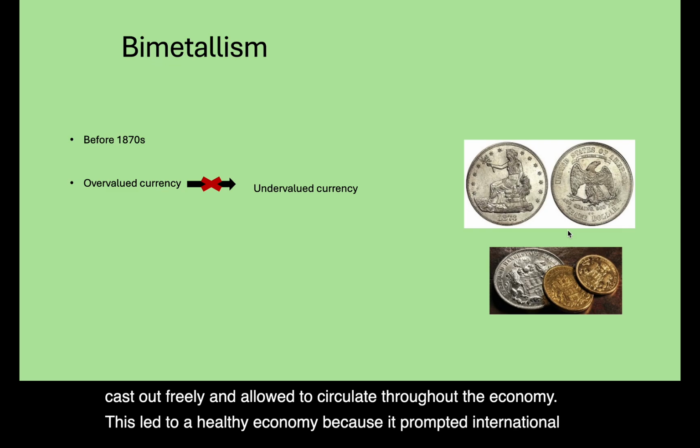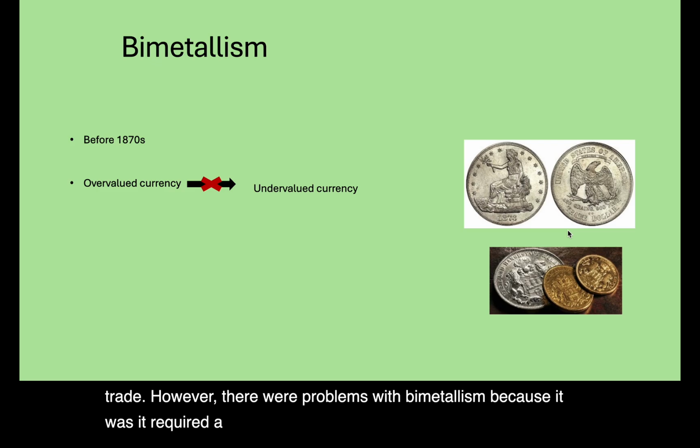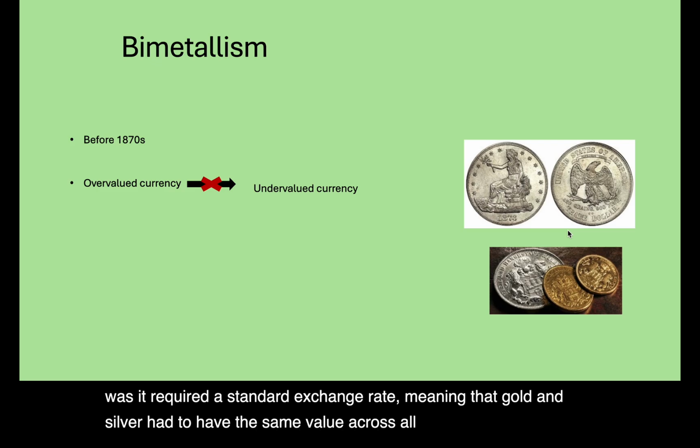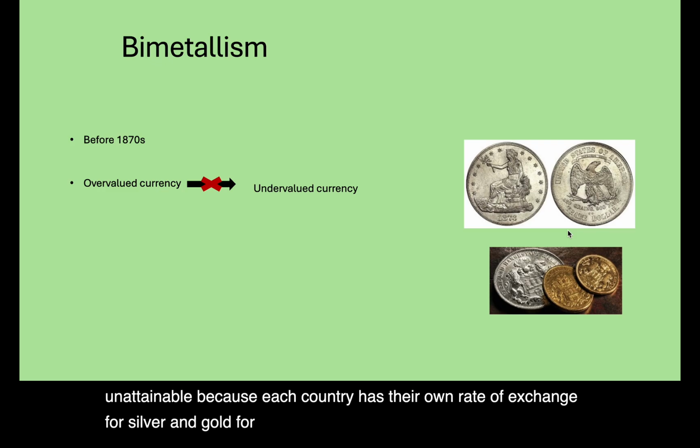However, there were problems with bimetallism because it required a standard exchange rate, meaning that gold and silver had to have the same value across all countries. This was unattainable because each country has their own rate of exchange for silver and gold. For example, gold could be worth $20 in England and $30 in the United States.